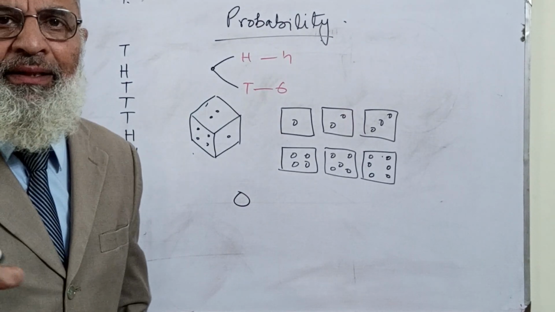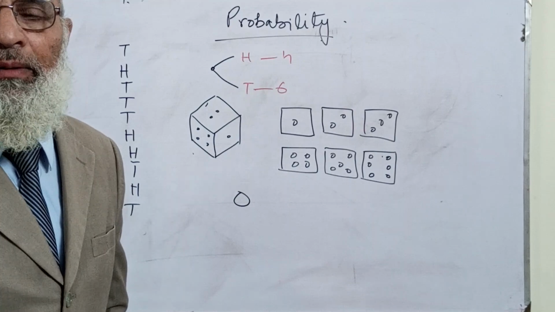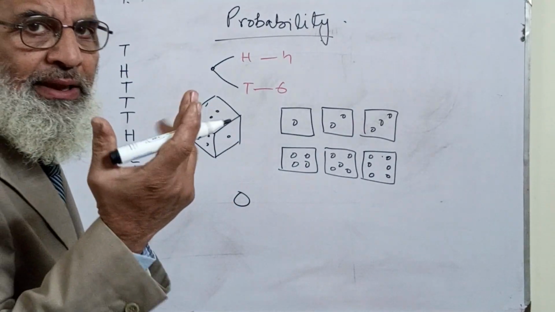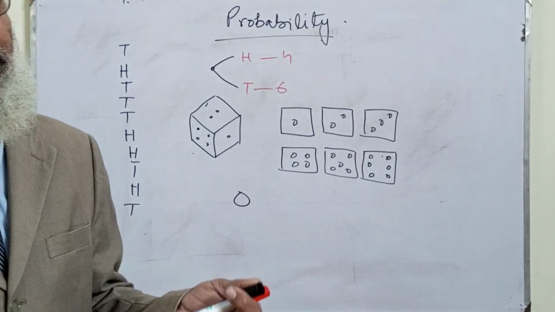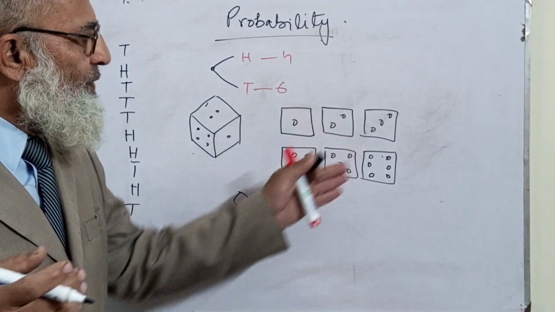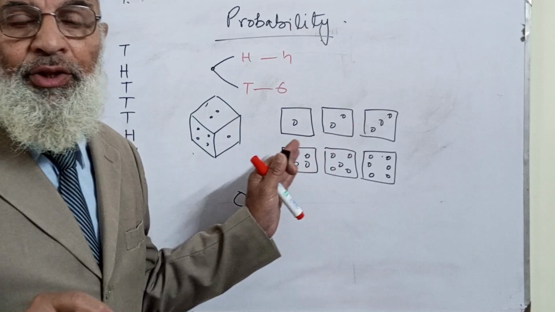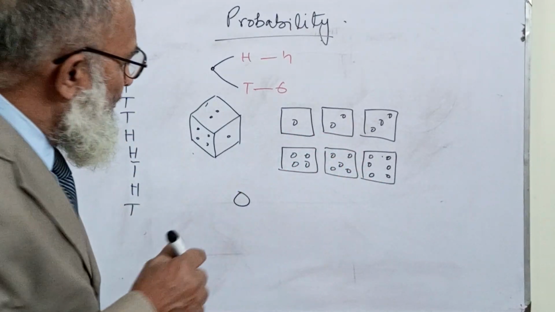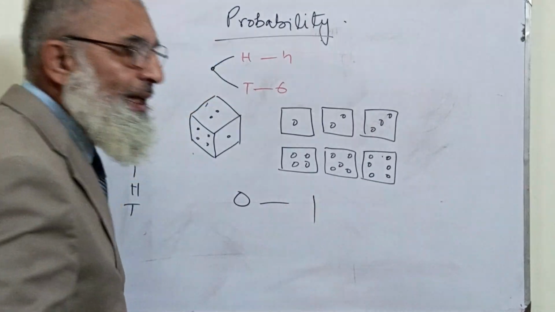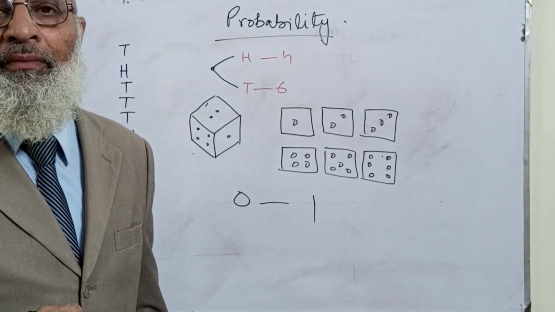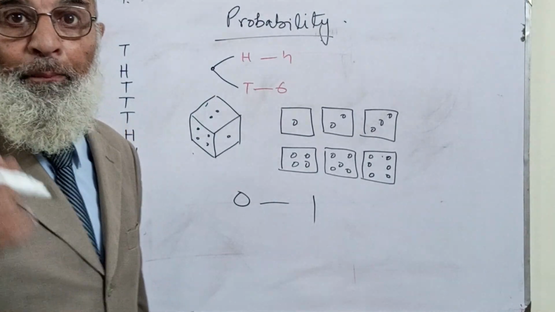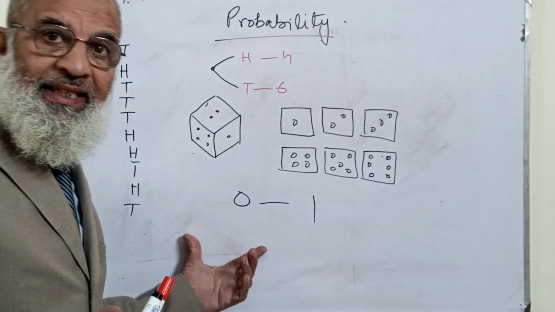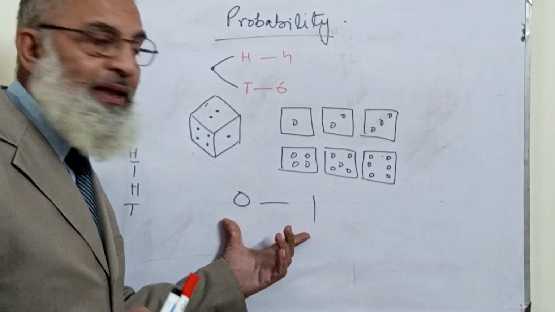And there is a certain thing that one face will appear at the top. That is for sure, that you will get one face out of 6 faces on the top. Now it is certain, so the value is 1. But when you say the probability, now this is the scale. This is the probability scale.